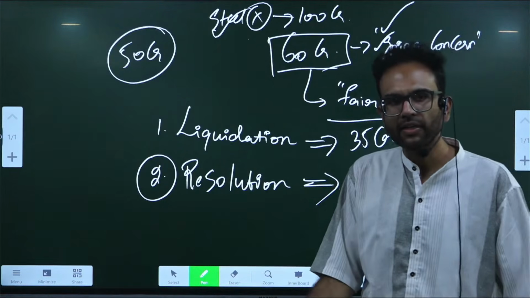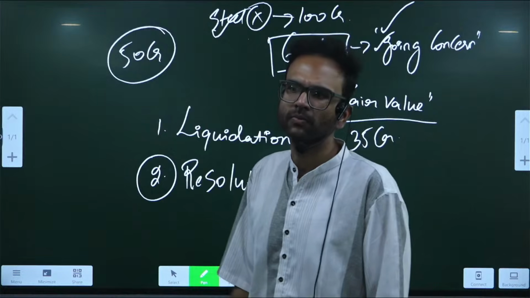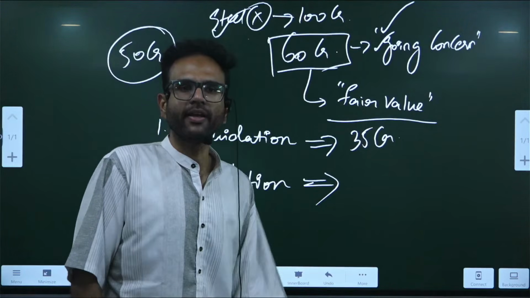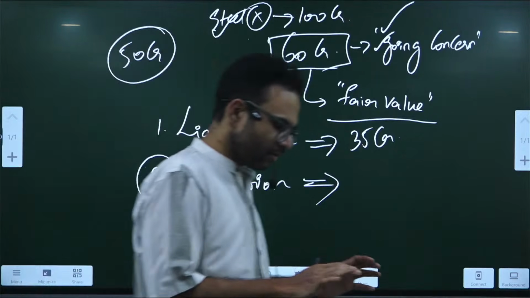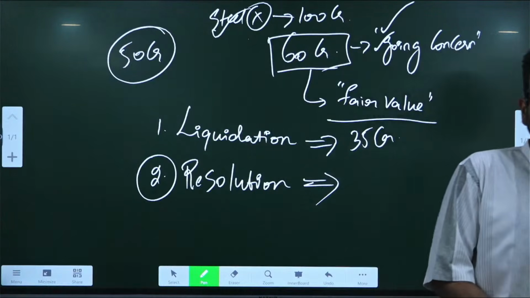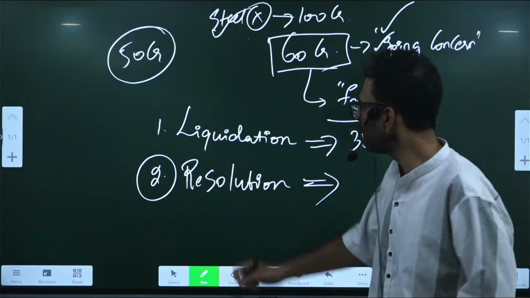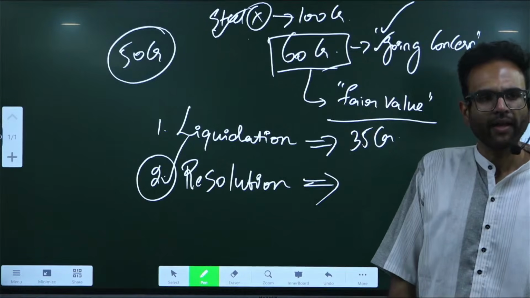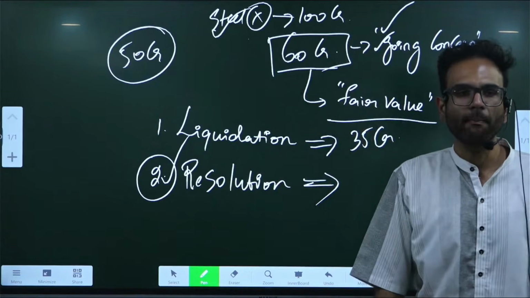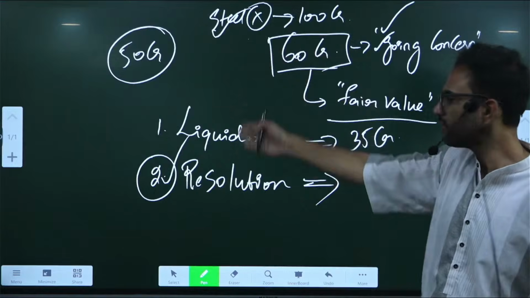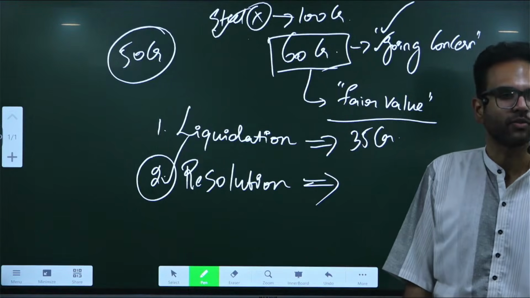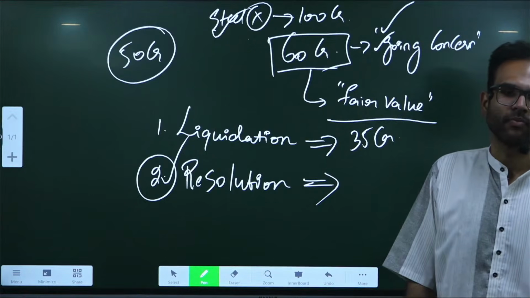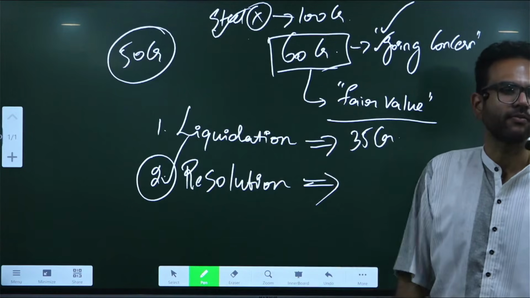So IBC is a win-win scenario. It was brought in as such. Logically speaking, every stakeholder in this game wants to move towards resolution as much as possible, not liquidation. Why? Imagine the scenario of a bank. When they give 100 crore, they're just getting 35 on that. If you go for resolution, I'm getting 50. 35 is better or 50 is better? Obviously 50.